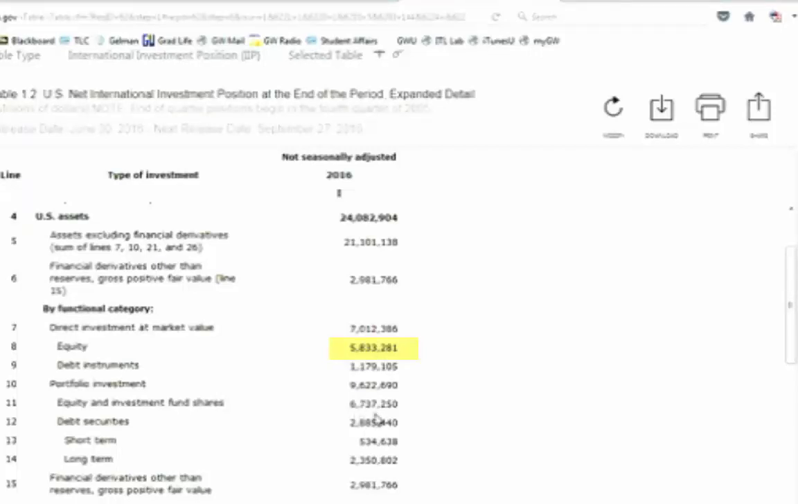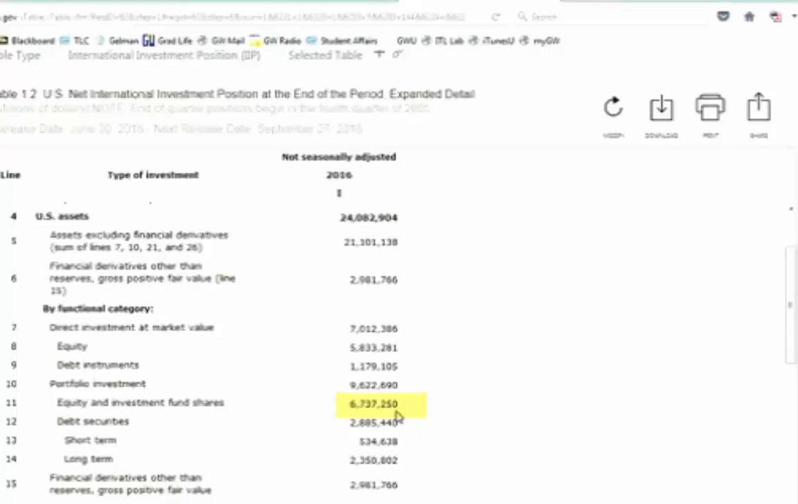Let's look at line number 11. This is equity and investment fund shares that are portfolio investments. This is smaller investors. This is like the mutual funds or individuals as a part of their stock portfolio. They own a few shares of this and a few shares of that. You add it all up and look at the total values of holdings of all U.S. nationals abroad. It amounted to, what did we get? $6.7 trillion. Is that right? Yes.